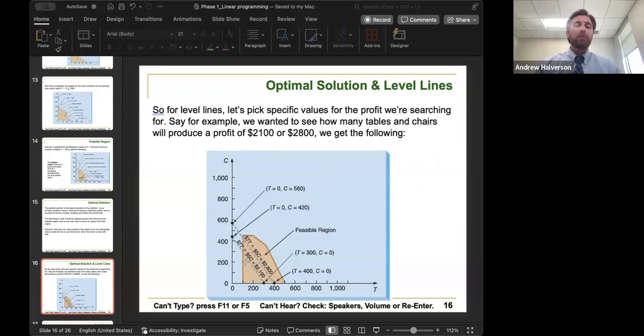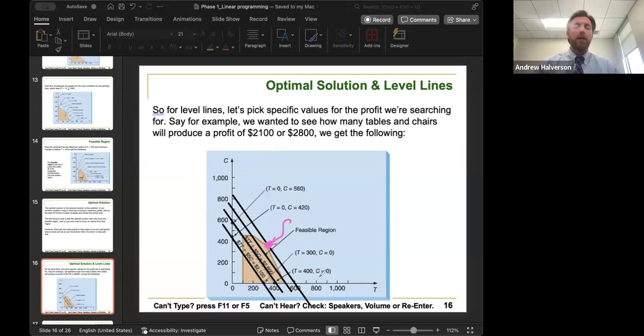Well, as profit increases, the level lines start to propagate outwards. This is what it looks like. And so what you want to do is you want to find what is the outermost corner point, or another way of saying it, what is the last corner point that is hit, okay, by a level line, okay? And we see that it is this one right here.